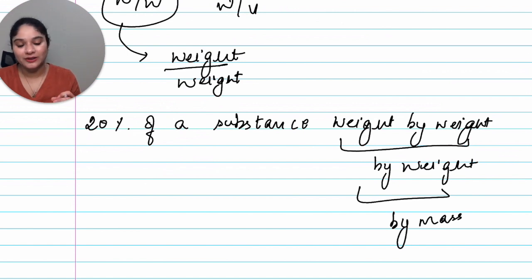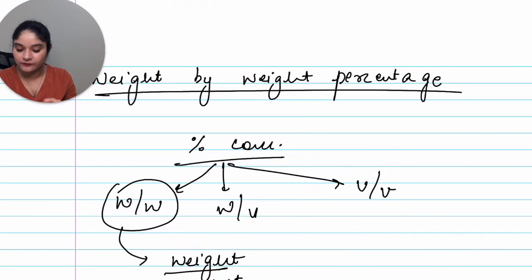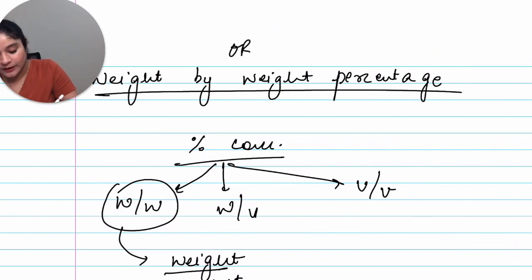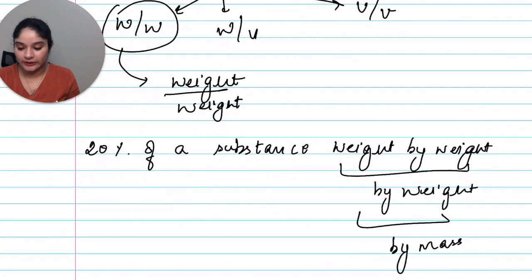One important thing for you to remember is that in chemistry there is no difference between weight and mass, because we are not giving any weightage to the gravitational force. Okay, so that is the reason if you have weight written or mass written, we are talking about the same thing. For example, weight by weight percentage can also be written as mass percentage. Okay, it is the same thing.